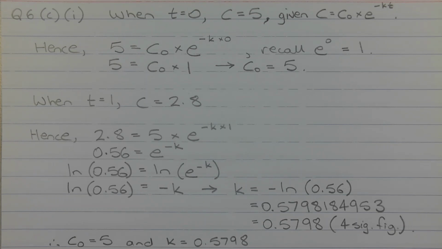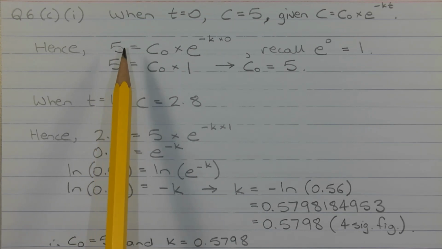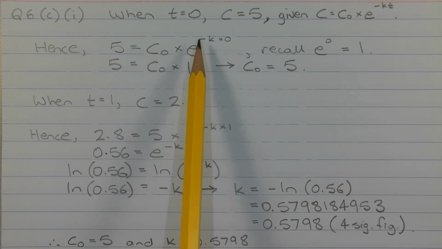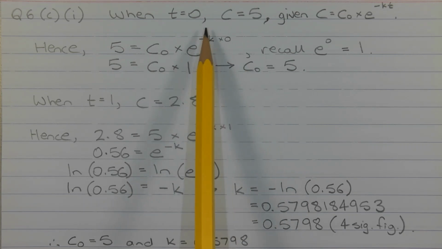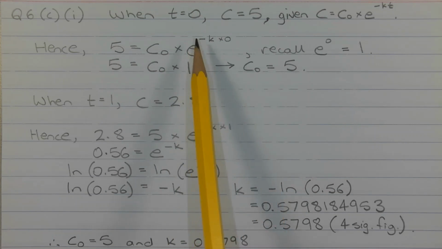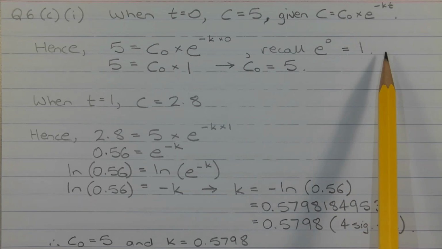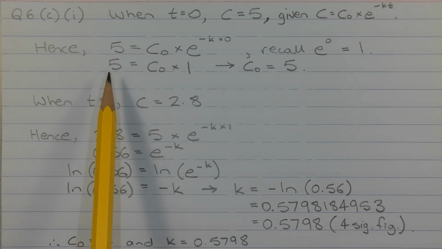Consider the initial condition. When t equals 0, C equals 5. Given the model, C equals C0 times e to the power of negative kt. So substituting 5 for C and 0 for t in the model, we get the equation 5 equals C0 times e to the power of negative k times 0. Now, negative k times 0, of course, is 0, and we have e to the power of 0. Recall that e to the power of 0 equals 1. So the equation simplifies to 5 equals C0 times 1. So C0 is equal to 5.